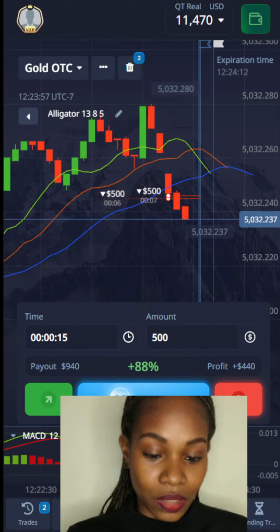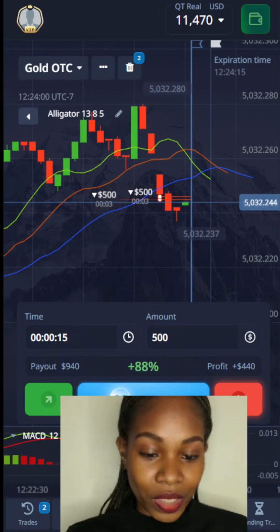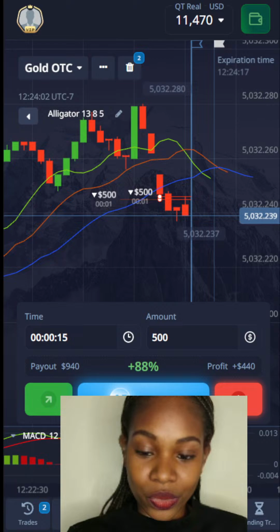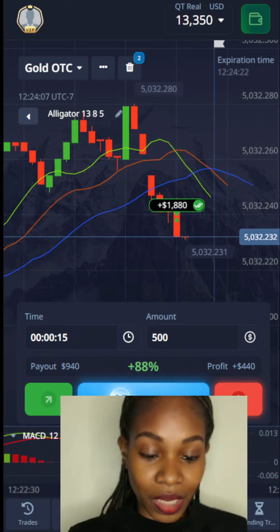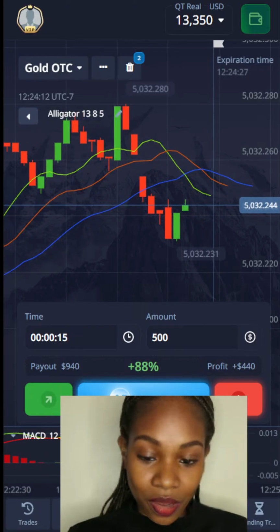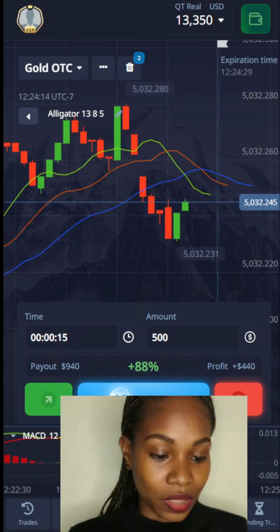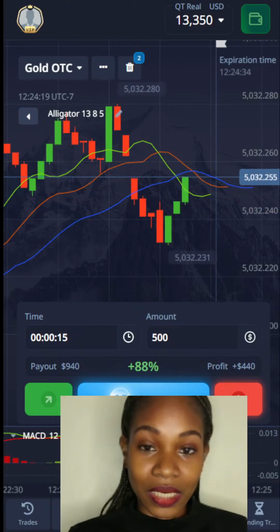the alligator indicator. Then when it comes to the MACD, I know you are not seeing it because of my camera there, but allow me to take you through it. When you get time in your busy schedule, please go through it and see how exactly it works.